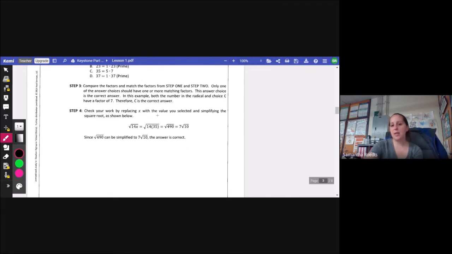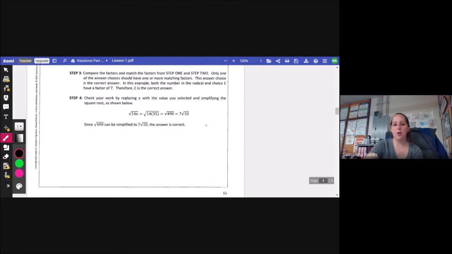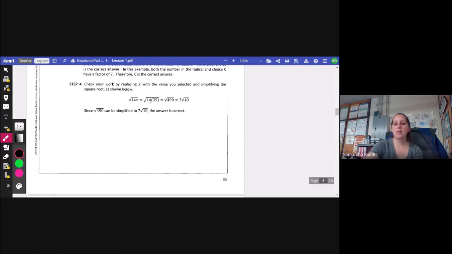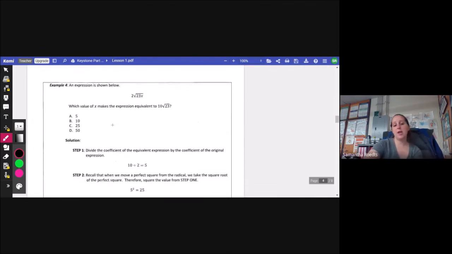Check your work by replacing x with the value you selected and simplifying the square root as shown below. So 14 times x, 14 times 35 is 490, which simplifies to 7 square root of 10. Since the square root of 490 can be simplified to 7 square root of 10, the answer is correct. Okay, so basically what they did was they double checked their work. All right, let's try example 4.